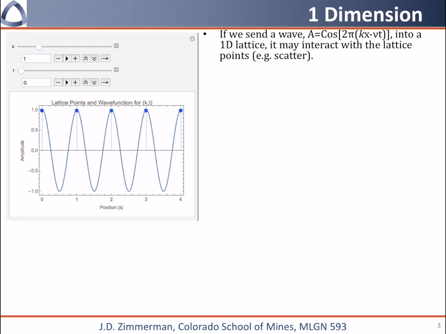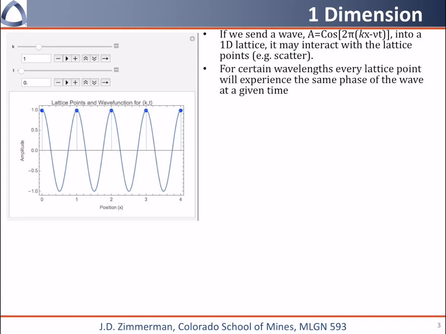If the wave and the lattice can interact, we might expect the wave to scatter. For the particular wave that we've shown interacting with this lattice at left, one thing that we notice is that every single lattice point is seeing the same phase of the wave at the same time. If this were to happen, you might expect something interesting to happen, like interference of your scattered waves.